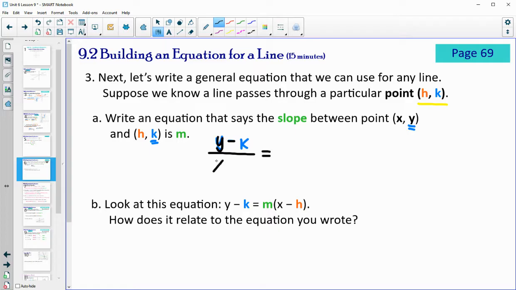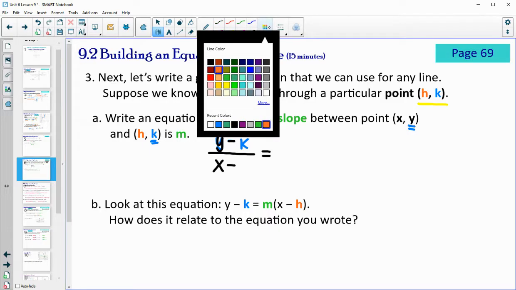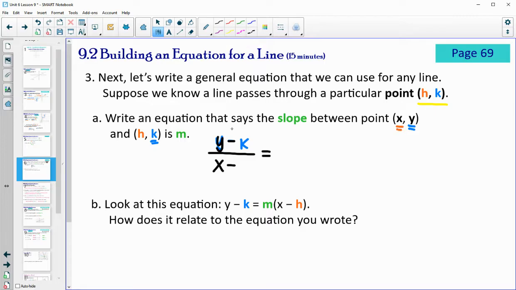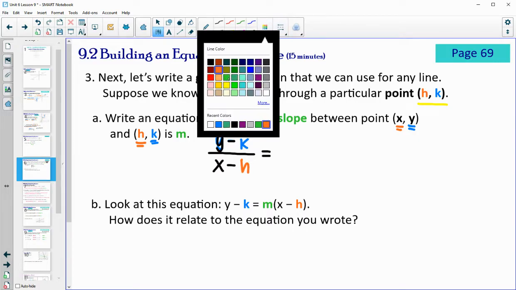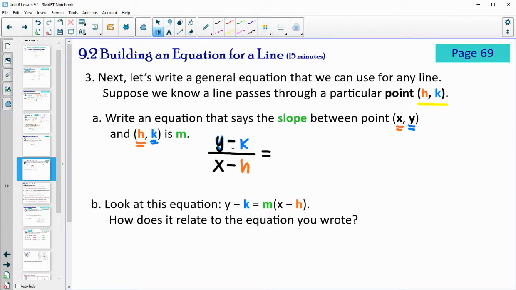And then our horizontal distance is the subtraction of the x's. This will give us the width of that slope triangle. So x minus h. And the vertical distance over the horizontal distance is equal to the slope. In this case, they're calling the slope m. So this is an equation that we could write that goes through the point (h, k) and has a slope of m.